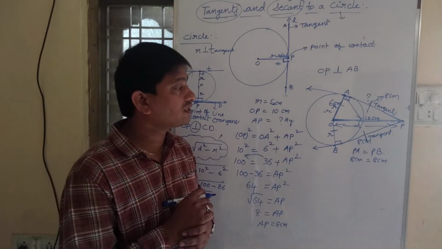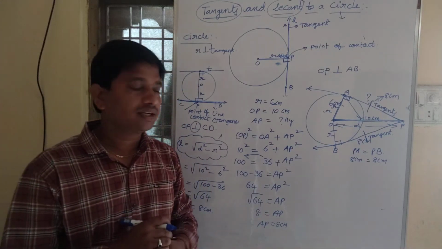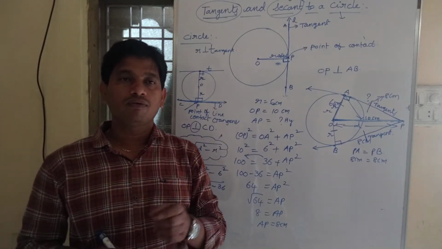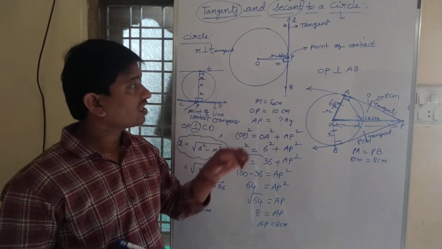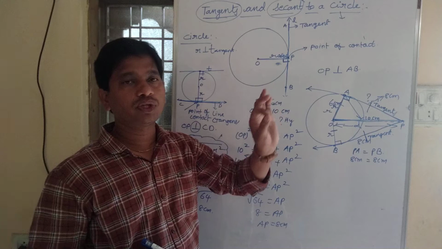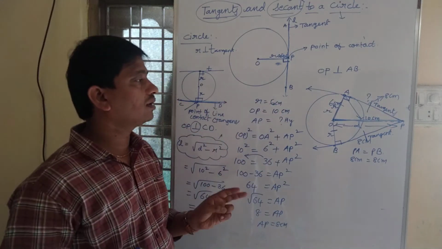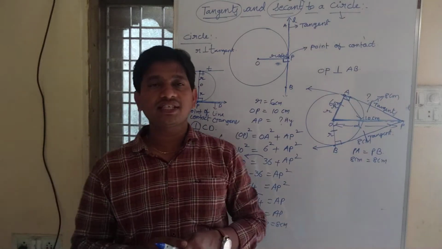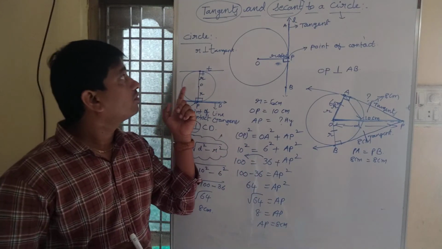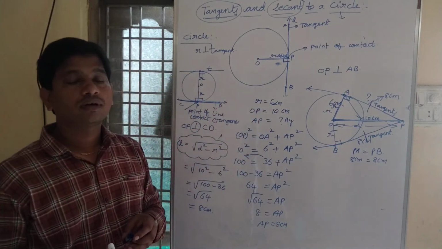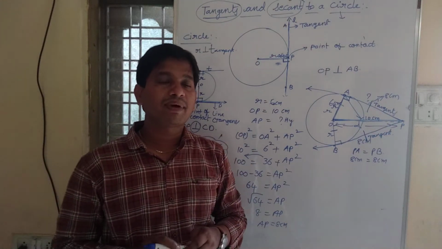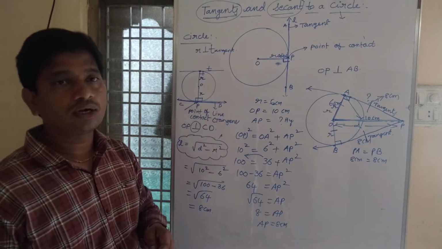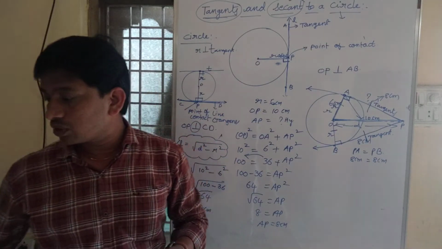The second theorem is what? Lengths of the tangents drawn from an external point to a circle are equal. What is the first theorem? Radius is always perpendicular to the tangent. These two theorems are important, and we have discussed in this chapter about tangents and the length of the tangents from an external point to a circle, and that the tangent is perpendicular to the radius. So that is about tangents.